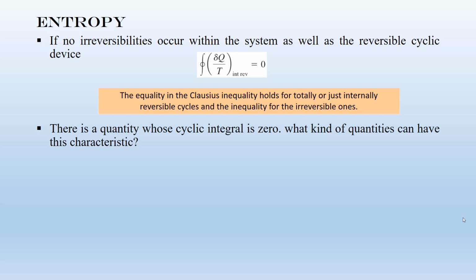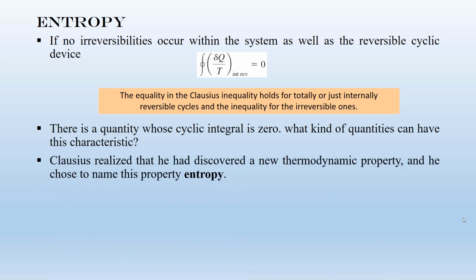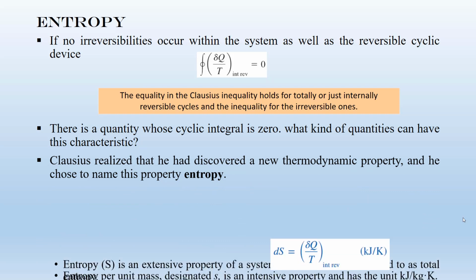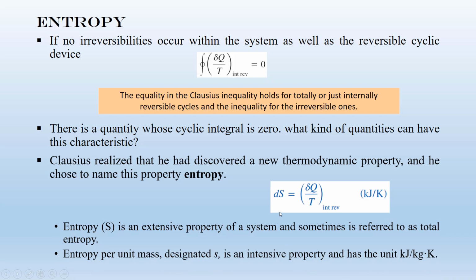Now what happened? Clausius found that he was dealing with a new thermodynamic property, and he named this new property entropy. So what is entropy? We use S to show the entropy, and dS equals delta Q over T for internally reversible processes. For irreversible processes, you saw that this term is lower than 0.